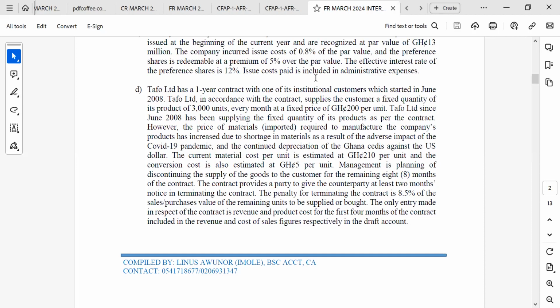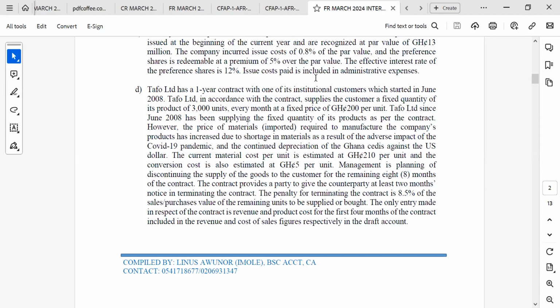Yeah, that is it. A contract where the benefit of you fulfilling the contract is lower than the cost that you are going to incur to fulfill the contract, or that the benefit that you are going to be getting is lower than the additional cost that you are going to be incurring to fulfill the contract. Okay. The company has entered into agreement to supply a fixed quantity of each product, 3,000 units every month at a fixed price of 200 per unit.